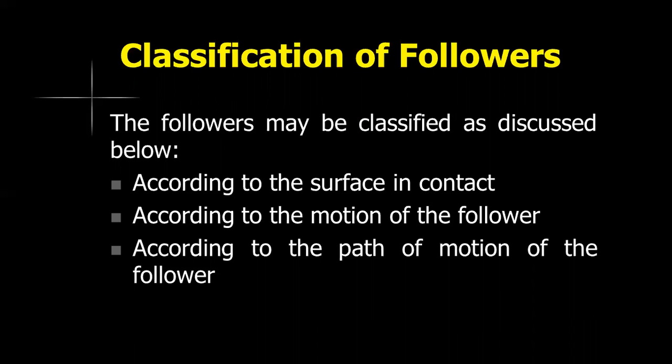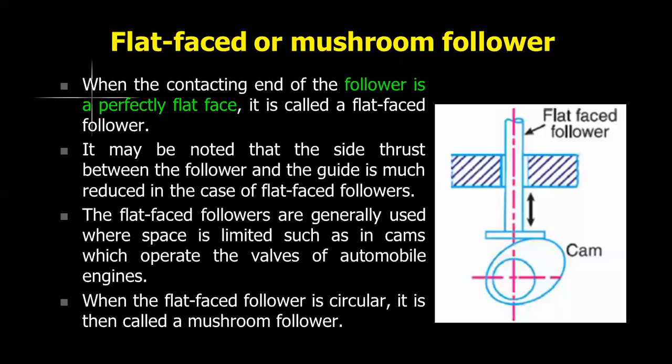If it is a radial follower, it means the axis of the path of the follower is passing through the center of the cam. That is radial follower. If the axis of the path of the follower is away from the center of the cam, that is offset follower.